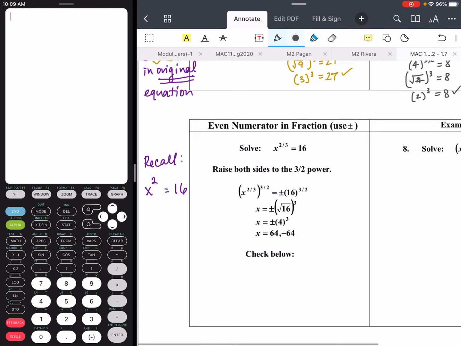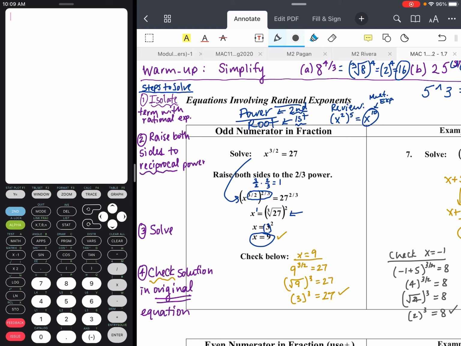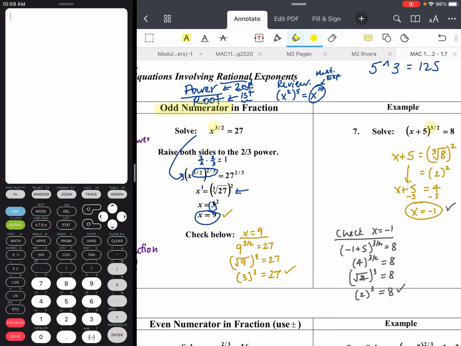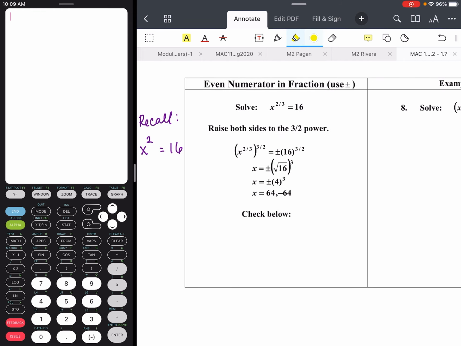Okay, so let's put a little twist in this. We haven't explicitly noted this, but so far we've only been working with examples that had odd numerators. So odd numerators in that rational exponent. My numerator of 3, in 3 over 2, 3 is an odd number. In number 7, my numerator of 3 in 3 over 2, 3 is an odd number. That makes our lives easier. Down here, we're going to see our first example where we have an even numerator in our fraction. And this is going to complicate things a little bit.